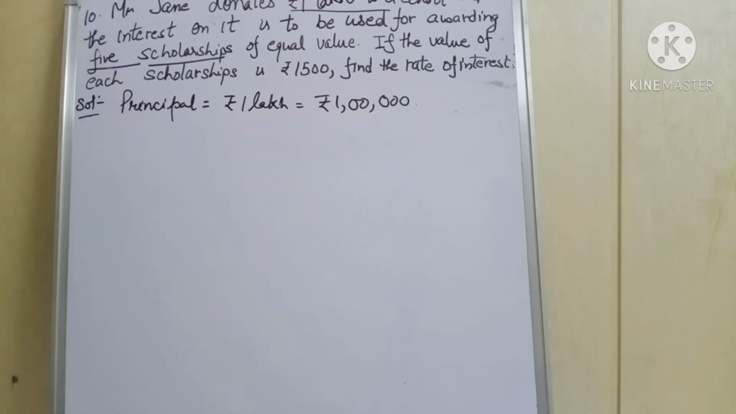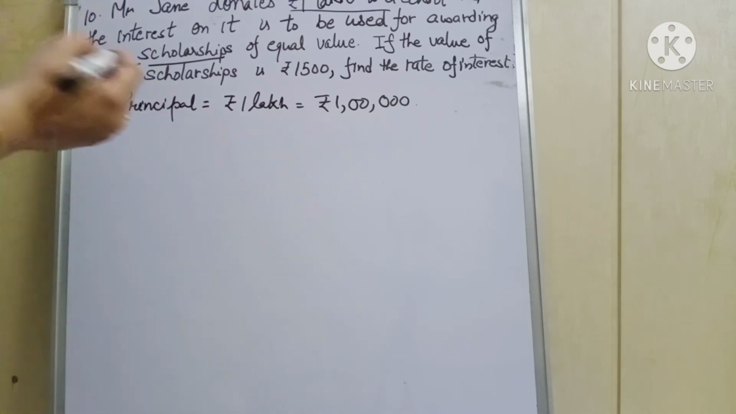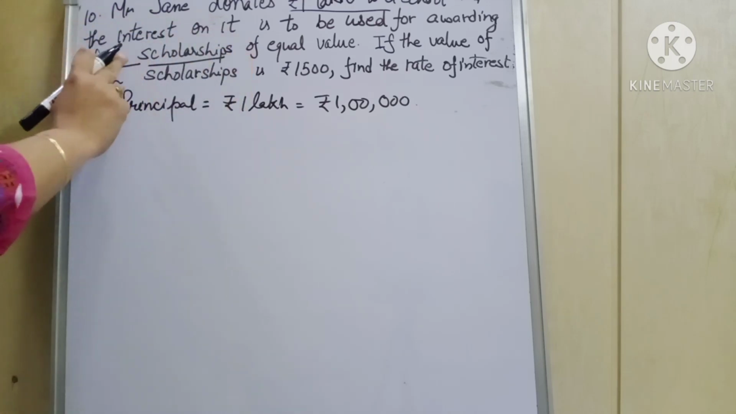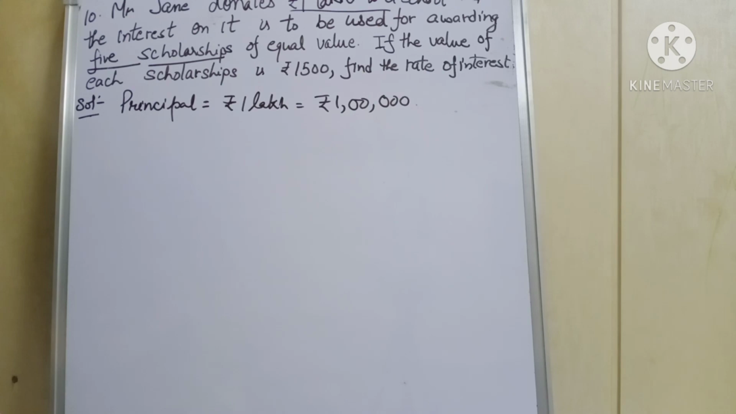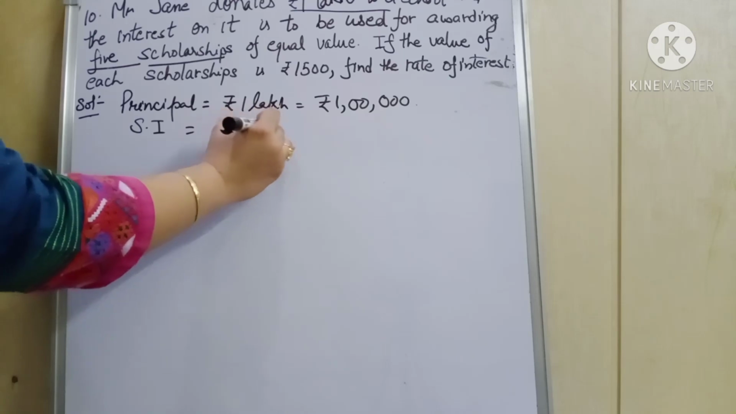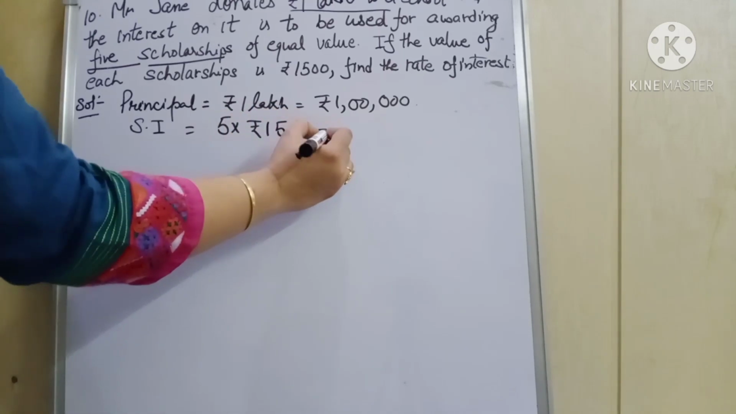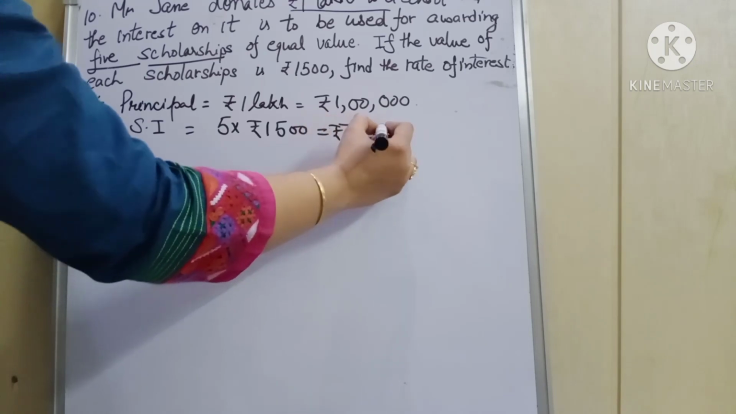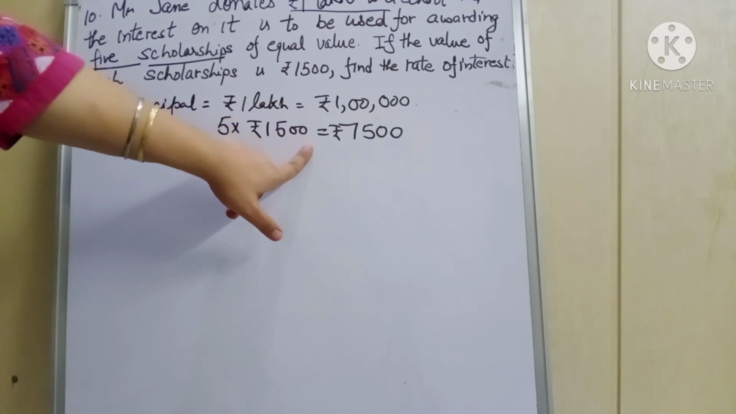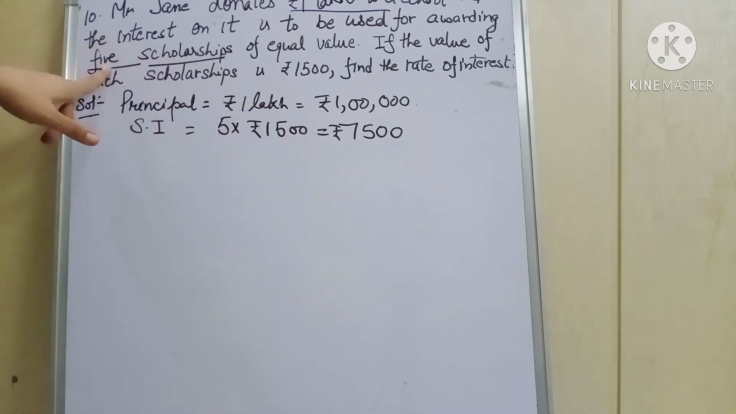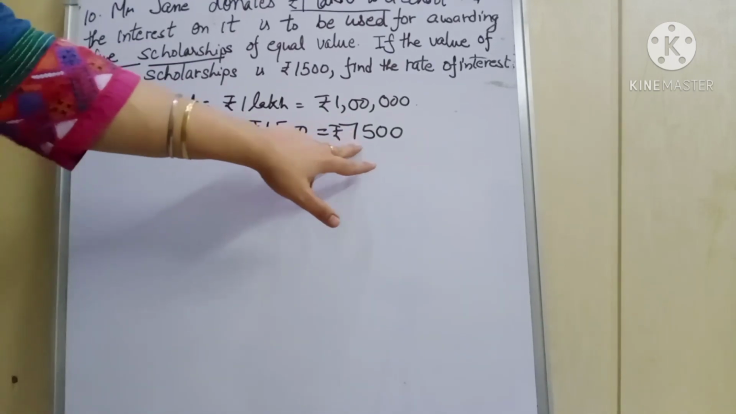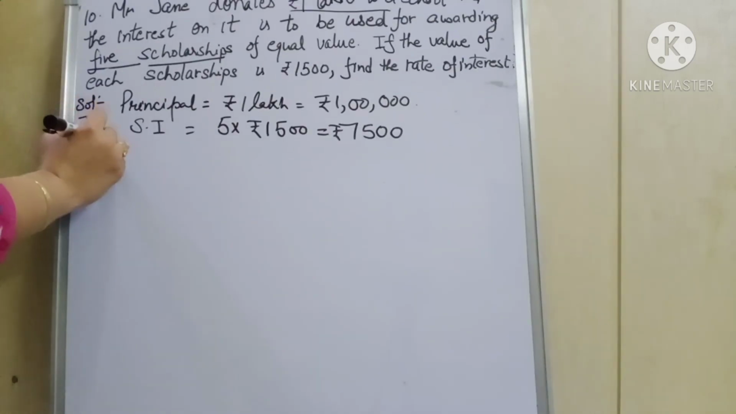Now he has given 5 scholarships. The interest on 1 lakh which the bank has given to the school, that interest is used to give the scholarship to 5 students, and each student is getting a scholarship of 1500. So simple interest is equal to 5 into rupees 1500, rupees 7500. Why so? Because one scholarship is 1500 and they have given 5 scholarships, and all this is from the interest. So interest is equal to 7500.